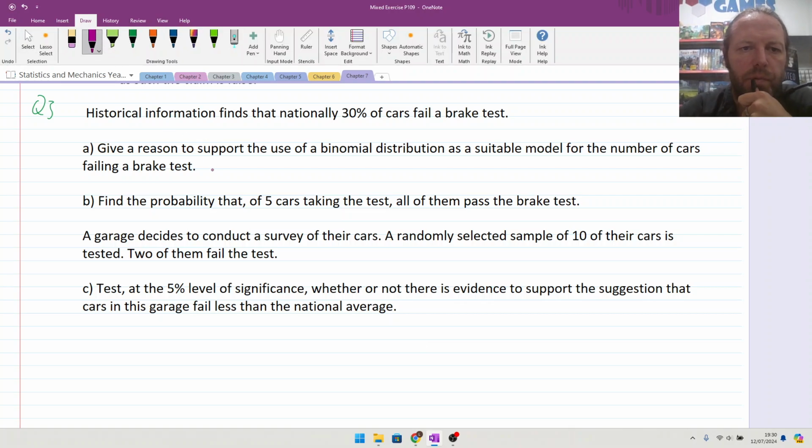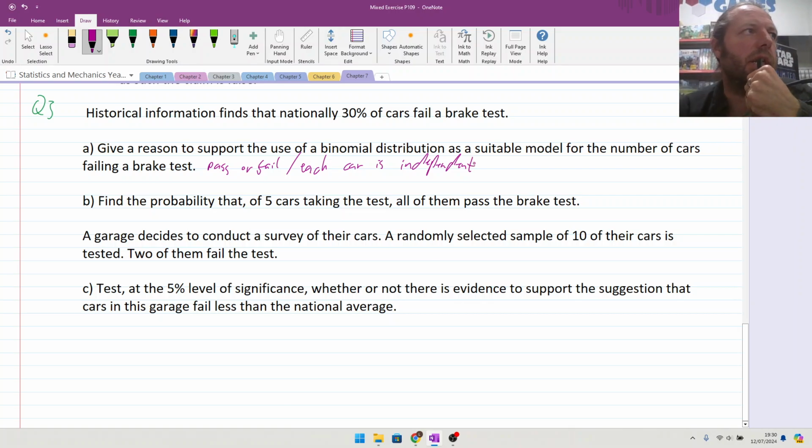Well, reasons we could have are it's pass or fail. Okay, pass or fail. Each car is independent, because one passes the test and one fails the test doesn't have any effect on what the third car is going to do. It's a large number as well to begin with, a large set of data. Yeah, that will do for a reason there.